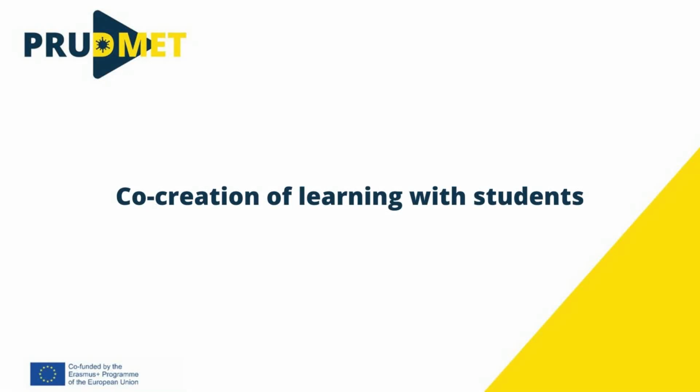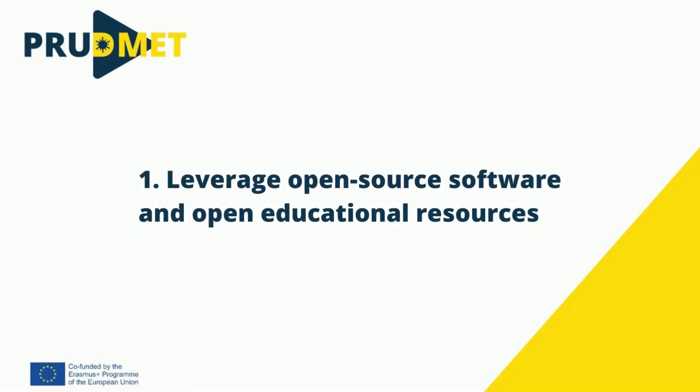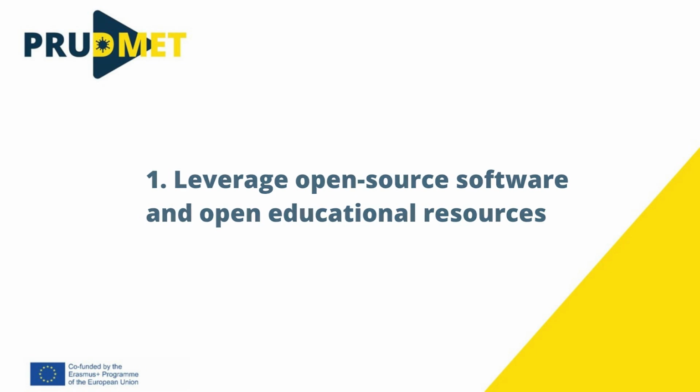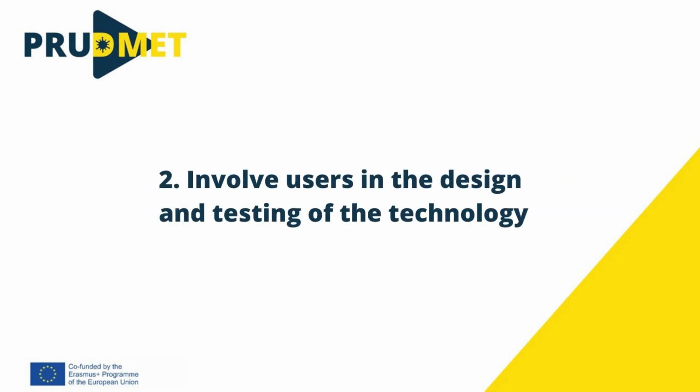However, the creation and distribution of technology for learning can also be implemented in interaction with learners. Here are the 5 most frequent ways of doing this. Leverage open source software and open educational resources to reduce development costs and increase accessibility. Involve users in the design and testing of the technology to ensure it meets their needs and is easy to use.